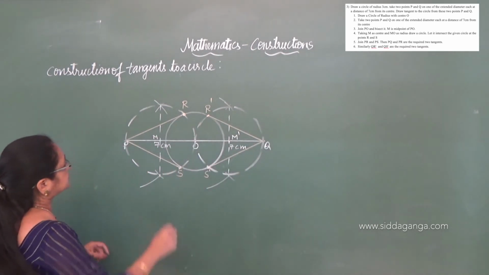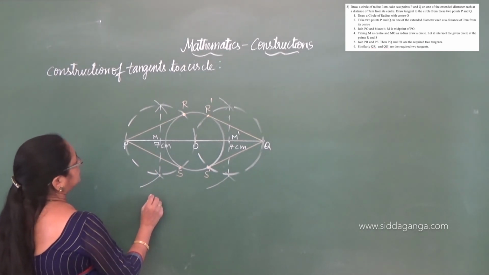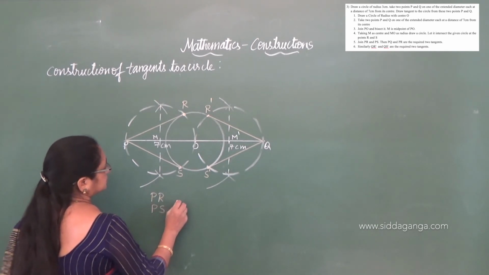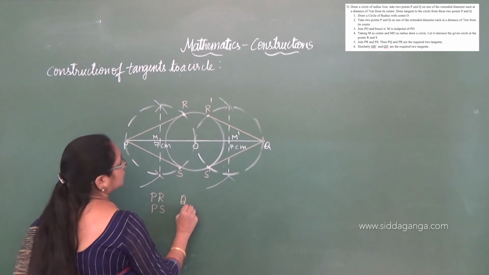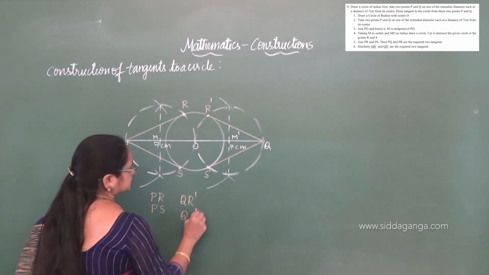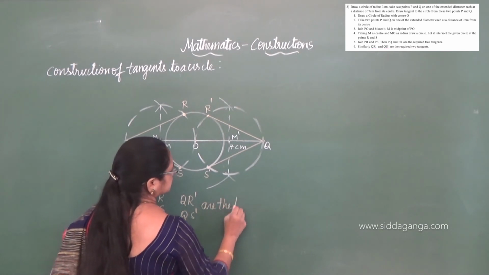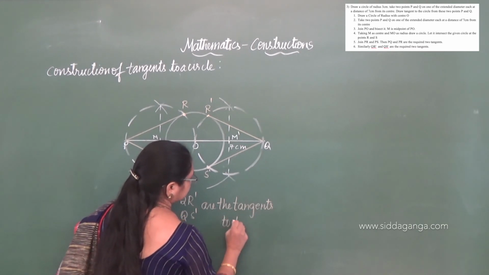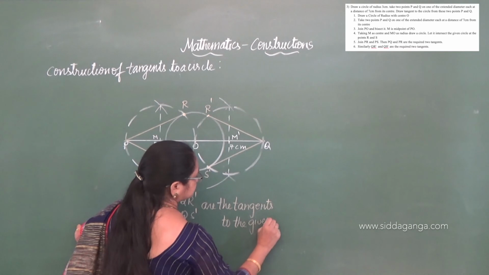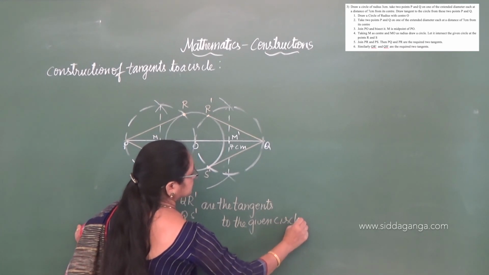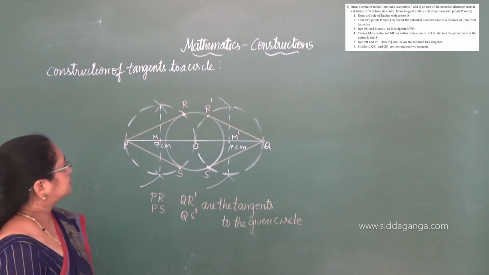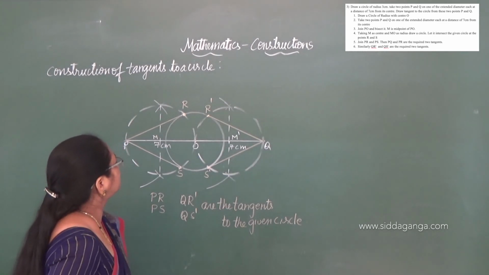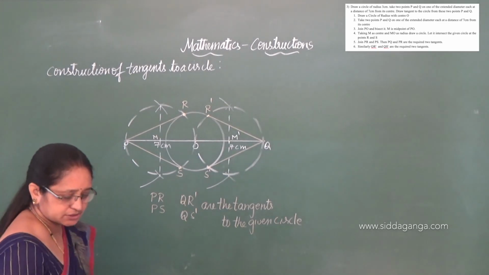So, which are the given tangents here? PR, PS, then QR dash, QS dash are the tangents to the given circle. I hope you understood. Now if you want to give justification here, as I told you for the previous sum, the same way you can join here.